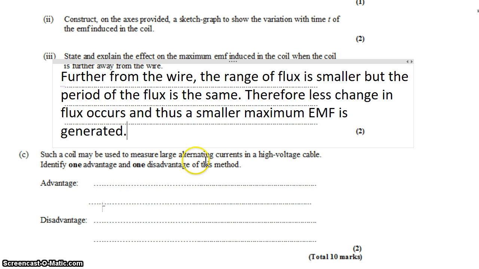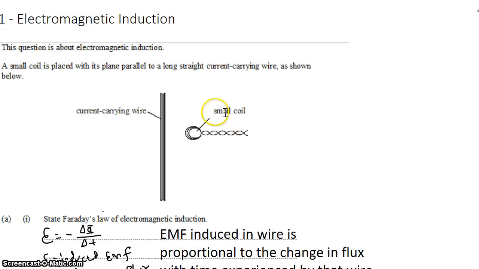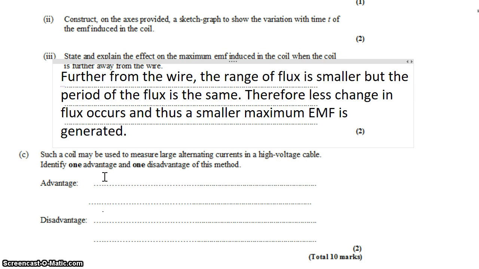Lastly, we're told that such a coil may be used to measure large alternating currents in high voltage cables. So the idea here is that you have some current here, it's high, it's dangerous, we don't want to touch it. So we can measure it using this coil. The more current, the more magnetic field. The more magnetic field, the higher the flux. And the more the flux changes, the bigger the extremes in the flux, the more EMF we generate. So by looking at the EMF generated in this coil, we can get an indication of the current in this wire. What are the advantages of measuring current in this way?